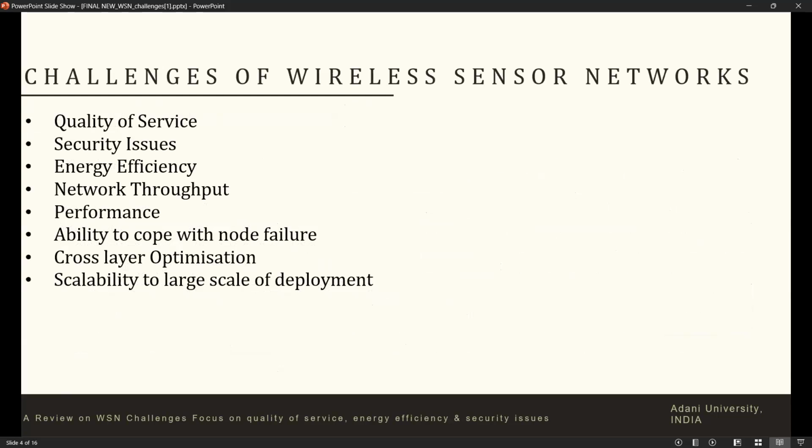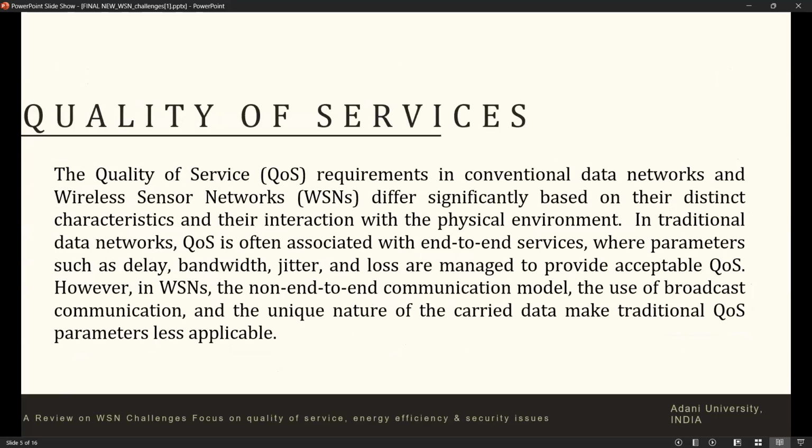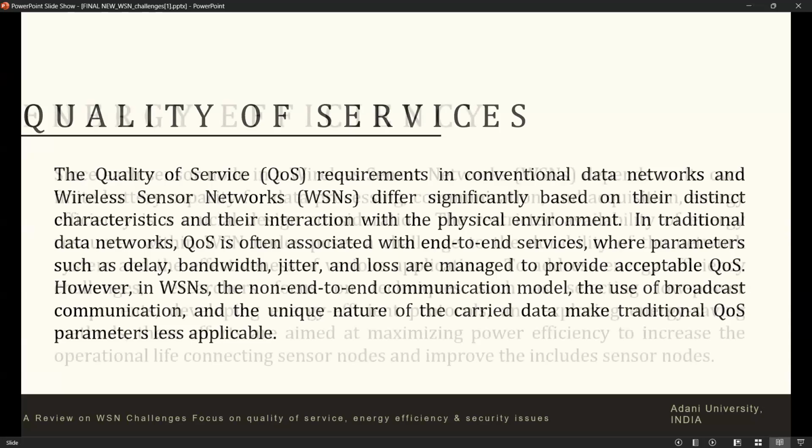Wireless sensor networks face diverse challenges like quality of service, security issues, energy efficiency, network throughput, etc. Now, let us explore the key challenges we have identified in our paper: quality of service, energy efficiency, and security issues. We chose to focus on these because they are critical for ensuring reliable performance, extended network lifespan, and protection against vulnerabilities in diverse applications. Now let's start with quality of service.